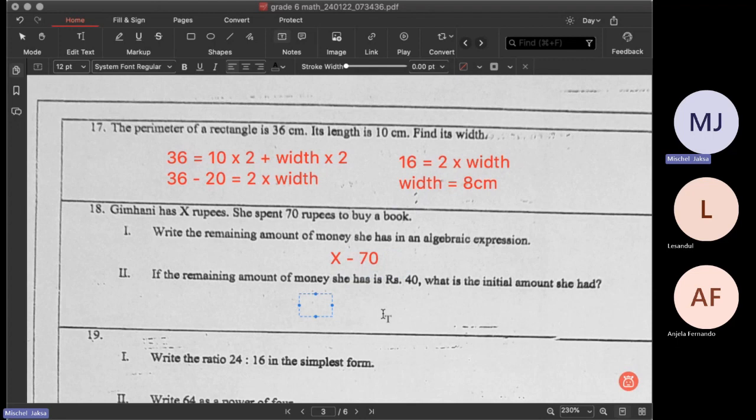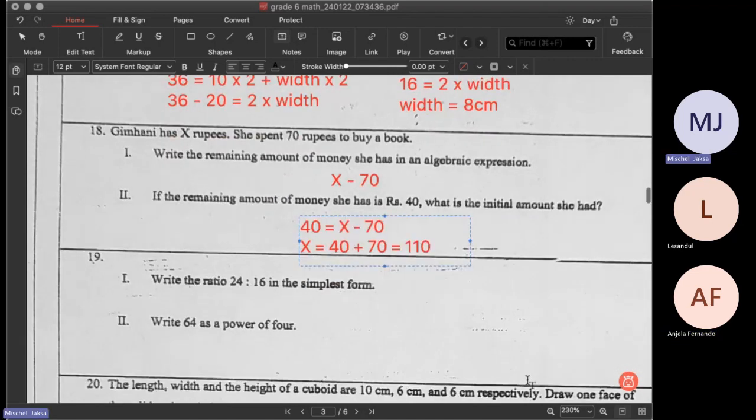Second one, if the remaining amount of money she has is 40, what is the initial amount she had? So 40 is equal to X minus 70. That's what they are saying. In order to find X, what should we do? We should add 40 and 70 together. So what is the answer? 110. Yes, well done. 110 is the answer.